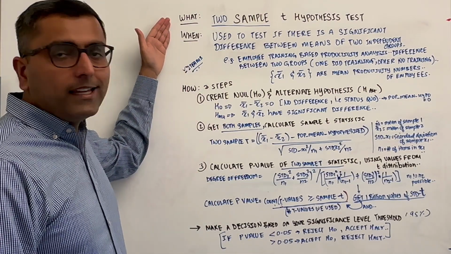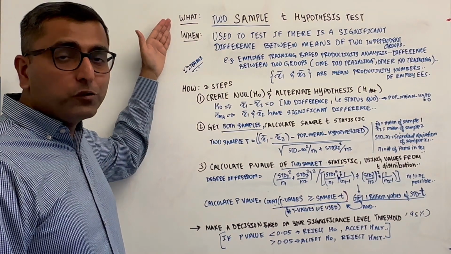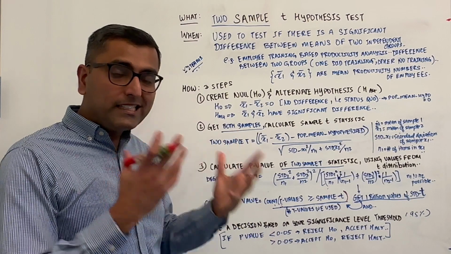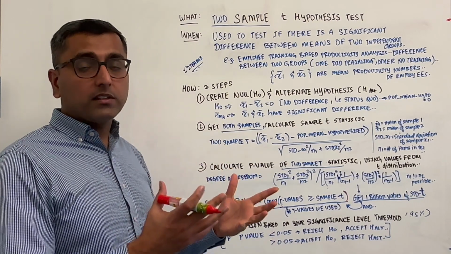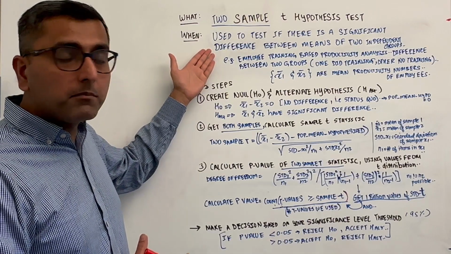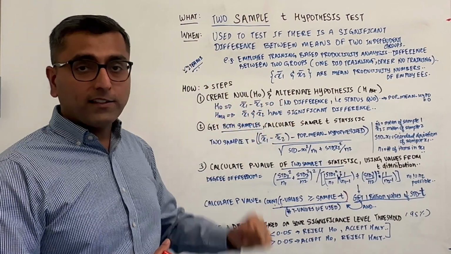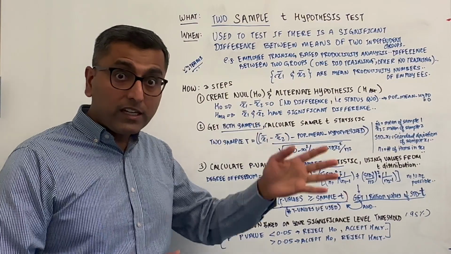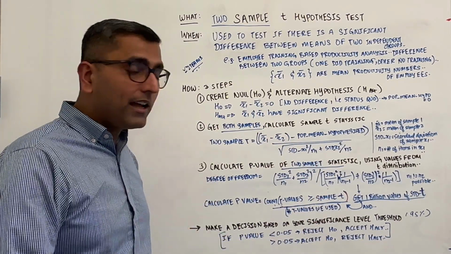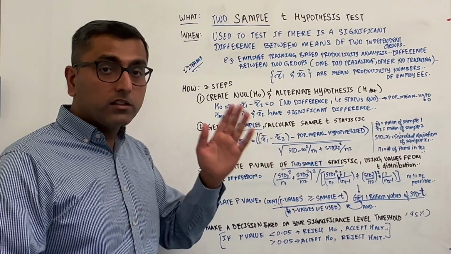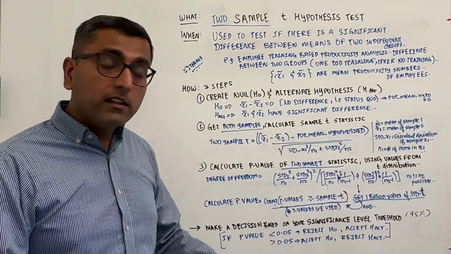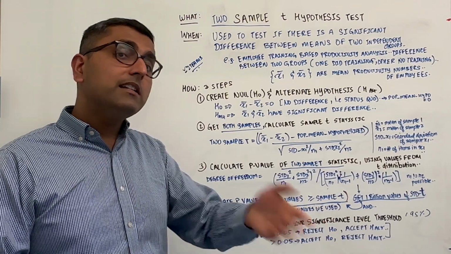Two-sample t-hypothesis test. We use a two-sample t-hypothesis test if we want to check whether there is a significant difference between two groups that are independent. So if we have, let's say, two teams in your organization. One team took a training program that you asked them to take, and the other team didn't take it. And you want to find out whether the team that took the training was actually way better off in terms of productivity than the other team that didn't take the training.